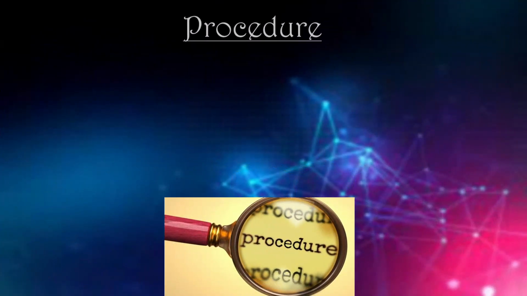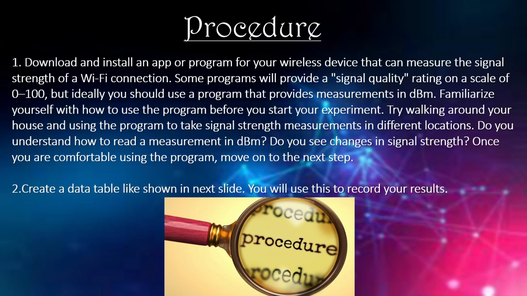Now, we have to download and install an app or a program for our wireless devices so that we can measure the signal strength of a wireless connection. Some programs provide a signal quality rating on a scale of 0 to 100, but ideally we should be looking for a program that provides the measurement in decibel milliwatts. We have to be familiar with the program before finally using it so that we can be handy with it. After that, when we have recorded the measurements, we have to create a table as shown in the next slide.